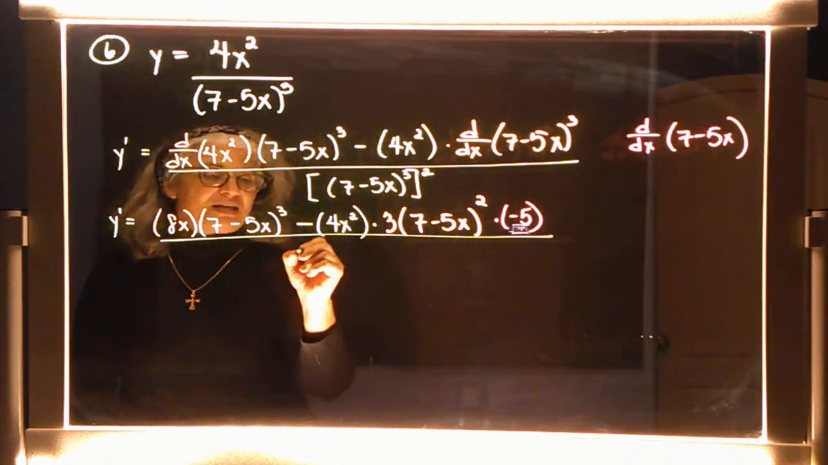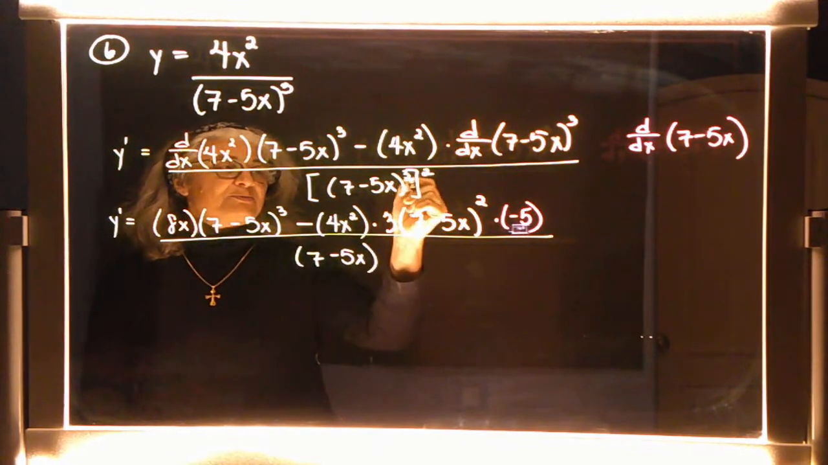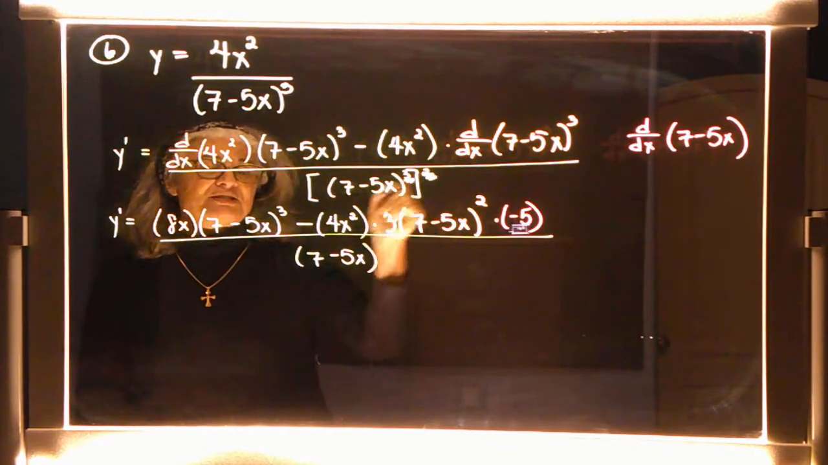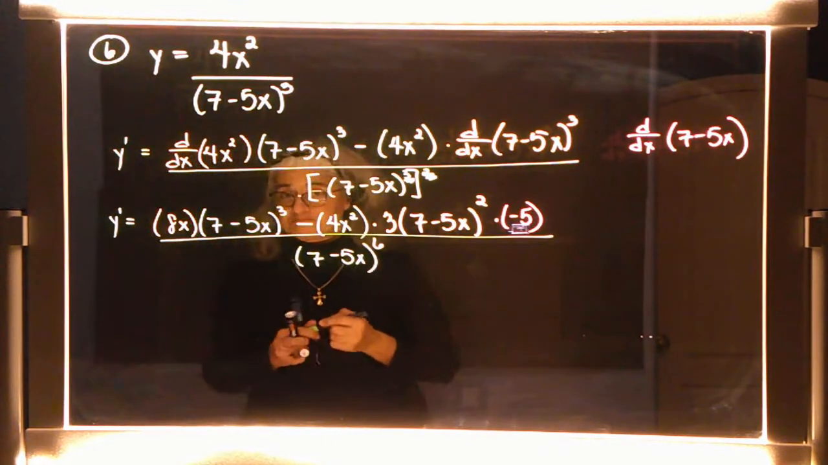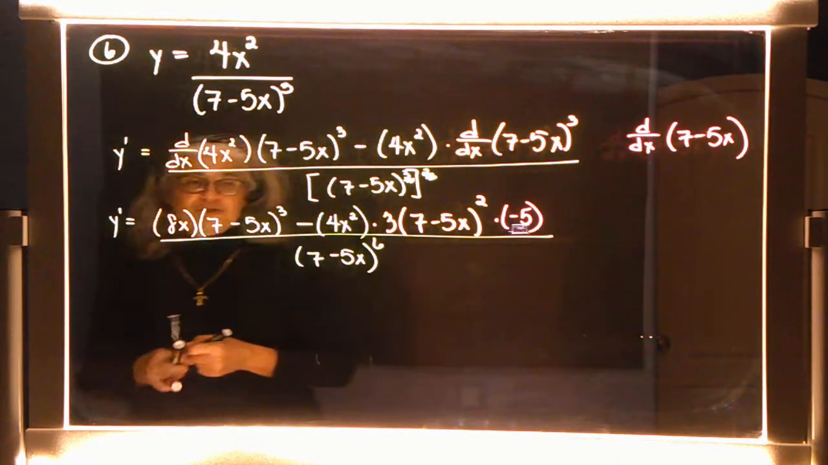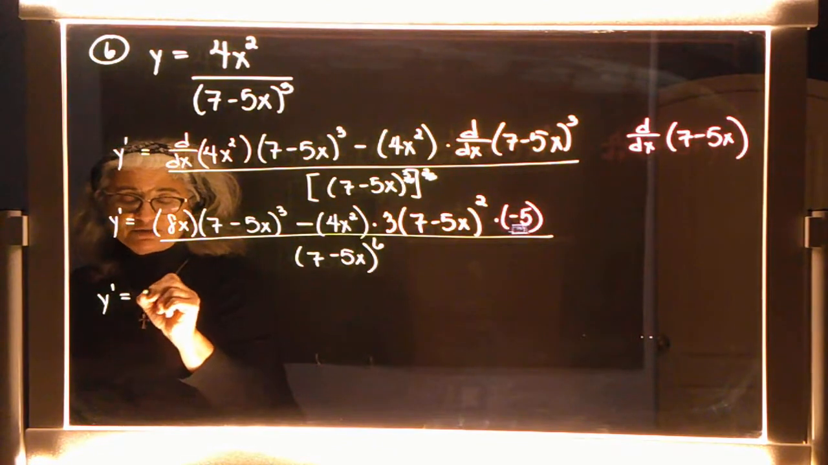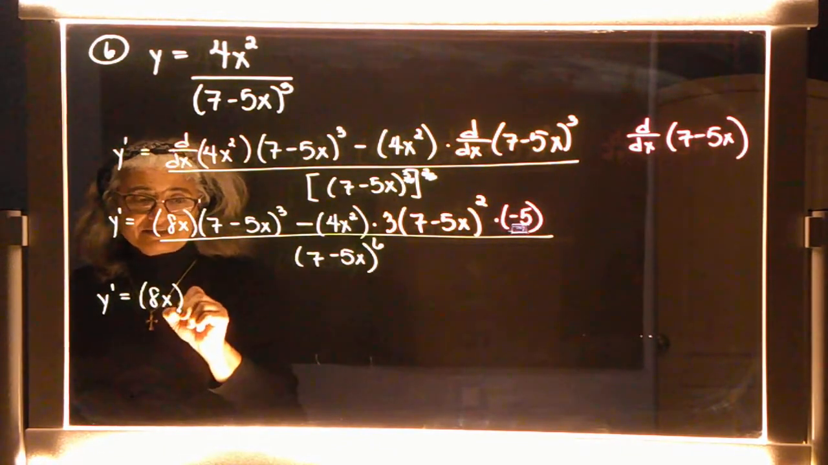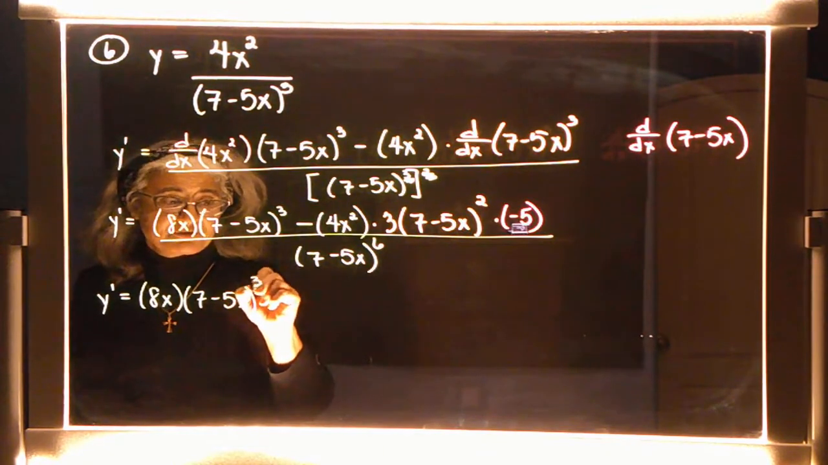So this is going to be 7 minus 5x. Now what happens between this 2 and this, or this 3 and this 2? Good, you multiply them together, which gives you that 6. With me? All right. So let's see what's happening. y prime equals, still have the 8x, still have this (7 − 5x)^3.